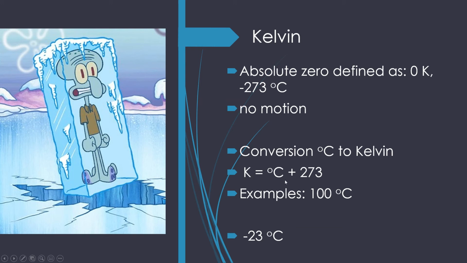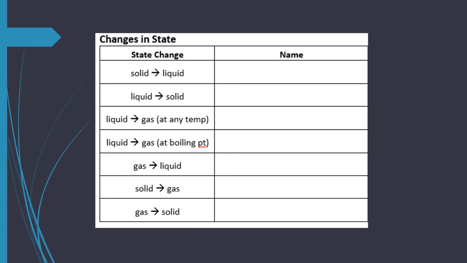The way you get Kelvin is you take whatever the temperature is in degrees Celsius and you add 273. Examples: if it was 100 degrees Celsius, what would that be in Kelvin? You just add 273, and you would have 373 Kelvin. If you had minus 23 degrees Celsius, you would add 273, and you would get 250 Kelvin. So minus 23 degrees Celsius seems pretty cold to us, but it's still significantly above 0 Kelvin. Therefore, there's still motion of particles.